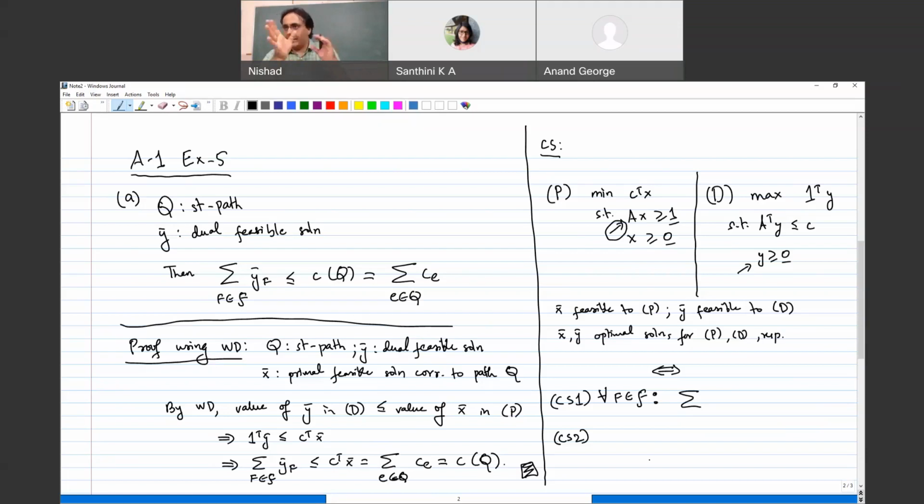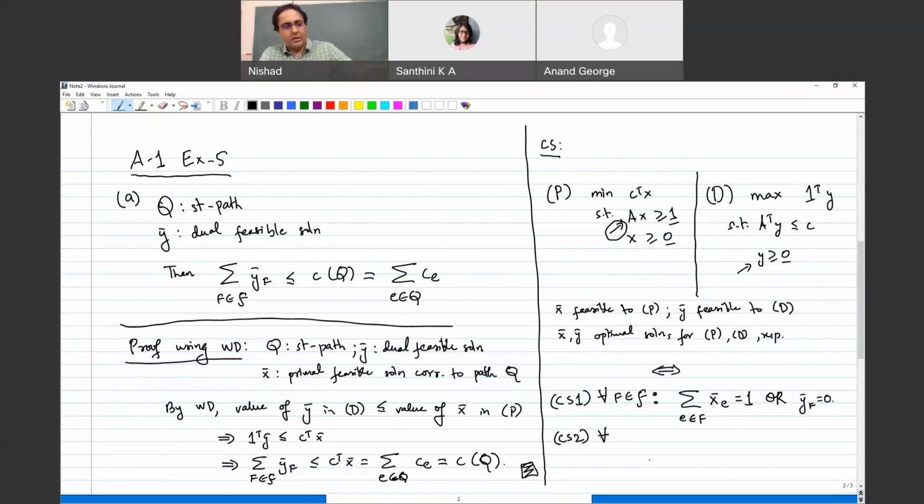Okay, so I'm thinking of either the constraint is tight or the dual variable is 0. Just writing it down in the very standard way. So if you look at all the edges that belong to this cut, then the sum of the x bar values is exactly equal to 1, or y bar f is 0. That's all it is. We'll come to the combinatorial interpretation a bit later.